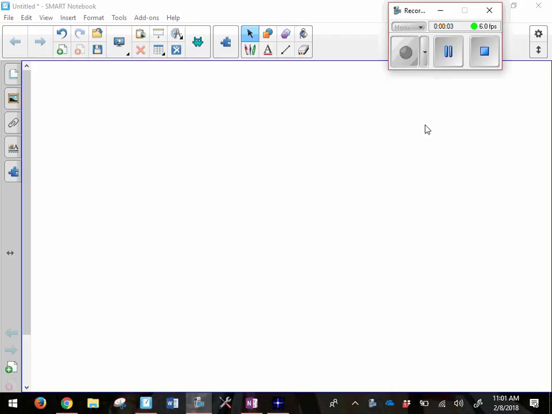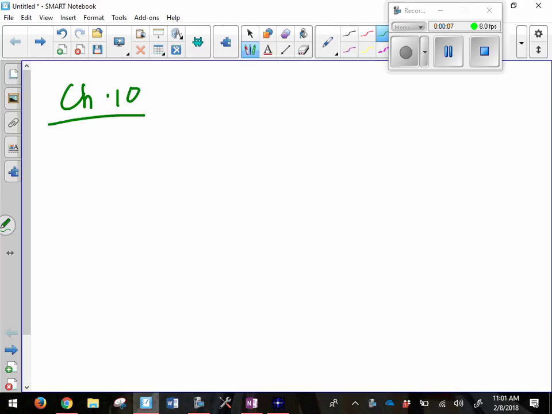Okay, so we're working on our new chapter here, chapter 10, where we've got stuff that's moving around in circles. So we have a new position symbol, which is going to be theta. We've got omega, which is velocity. We've got alpha, which is going to be acceleration, and we'll talk a little bit more about that in a couple minutes. We've got time.